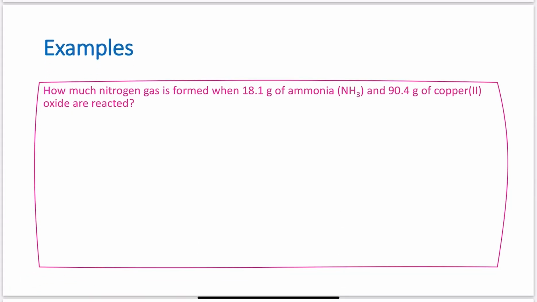What about this example? How much nitrogen gas is formed when 18.1 grams of ammonia and 90.4 grams of copper 2 oxide are reacted? It then gives me the information to write out the balanced equation. It says ammonia, which I know from above is NH3. Ammonia, NH3, is a gas unless otherwise specified, and is going to react with copper 2 oxide.